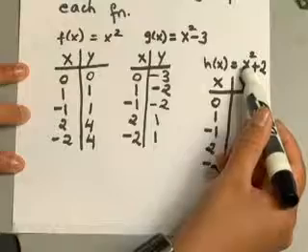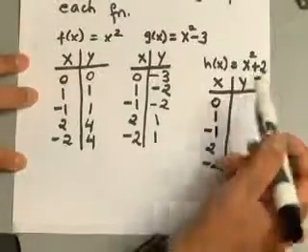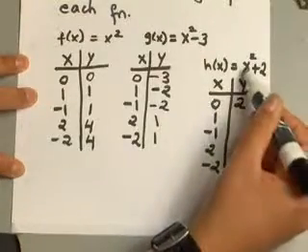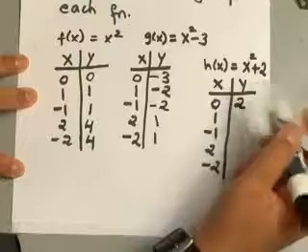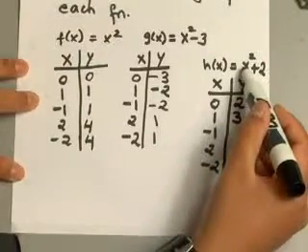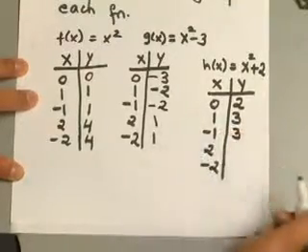So x equals 0 will be 0 squared, which is 0, plus 2 will give us 2. Let's plug in 1. 1 squared is 1. 1 plus 2 gives us 3. Same thing will happen with negative 1 squared, which will give us 1. And again, you end up with 3 as your y value.